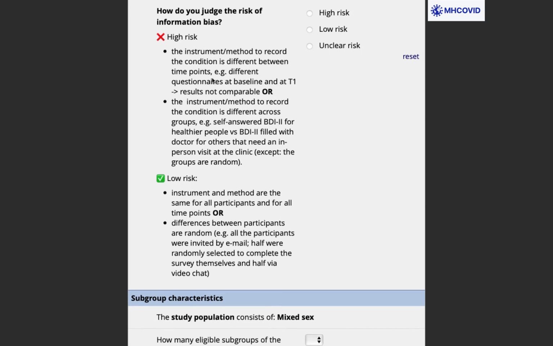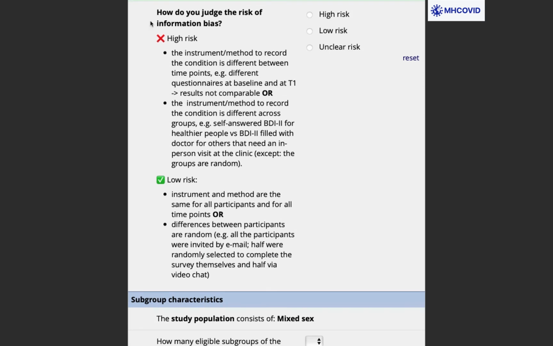The final risk of bias question refers to the bias that can be introduced when the instrument used to assess one outcome differs between time points or between subsets of participants in a way that could be associated with their mental health status. So the risk of information bias is high when the instrument or method of assessment is different between time points or across groups of participants. There is one exception to that though.